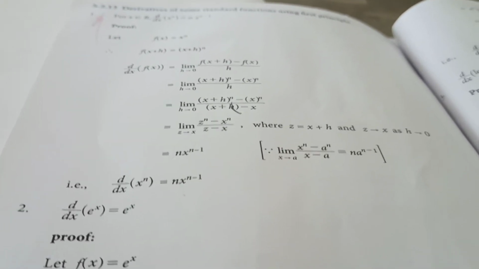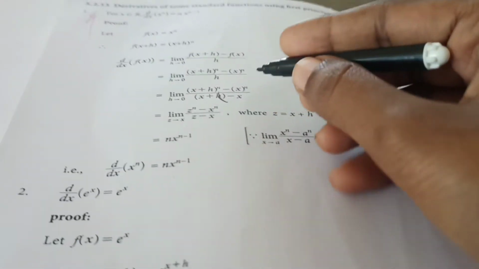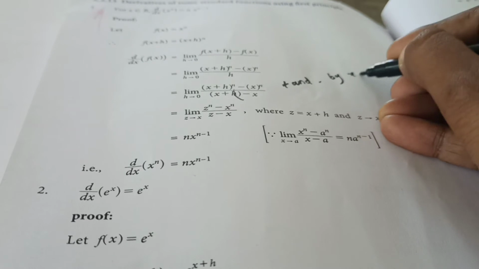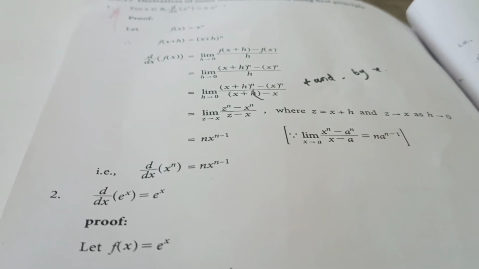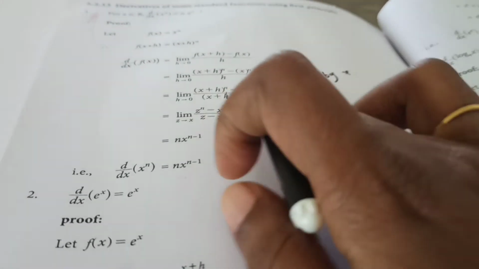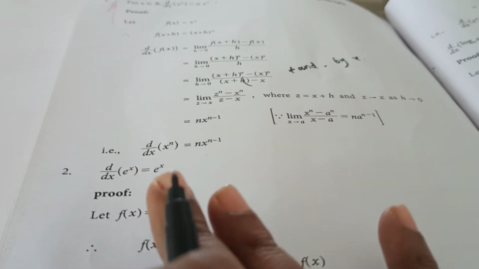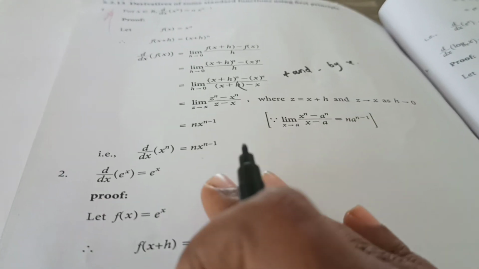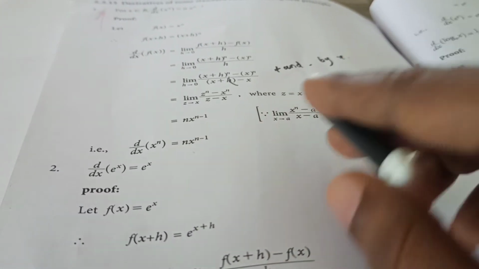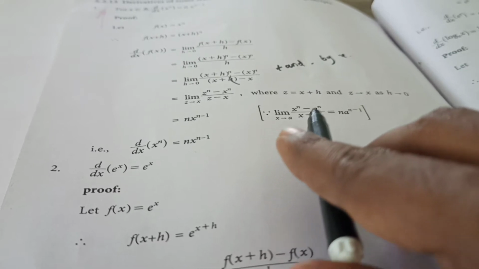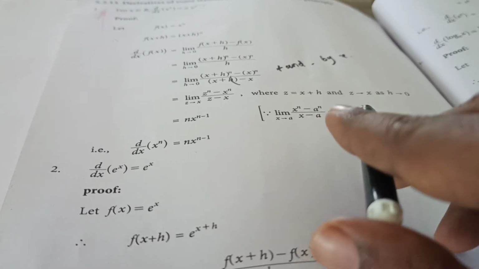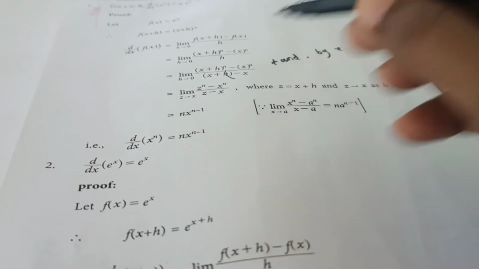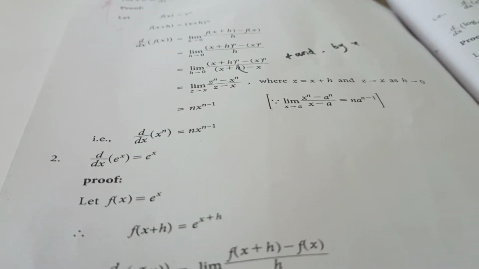Next step, here only h is there, so we will add and subtract x in the denominator. Next step, x plus h we will write as z. So z power n minus x power n divided by z minus x. In the last section I taught you one formula: limit x tends to a, x power n minus a power n divided by x minus a is equal to n a power n minus 1. So this one you can write in which form? n x power n minus 1.